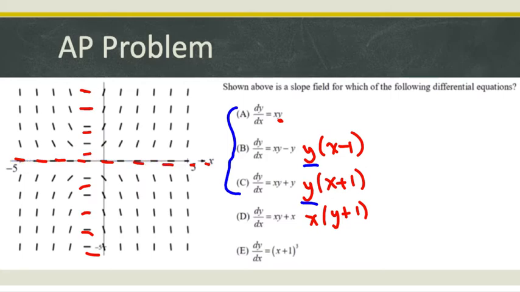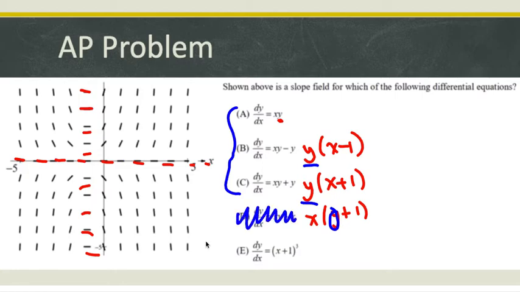There we go. If I jump down to these bottom two, do you see if I plug 0 in here for y, this does not necessarily give me a 0? It gives me x times 1. So, you know, like at this point right here where x is 1, we would have a slope of 1, which I don't have. So I know that is not my answer. So D is out.